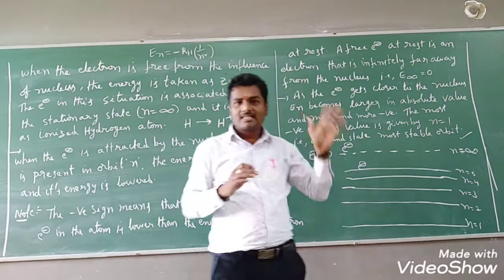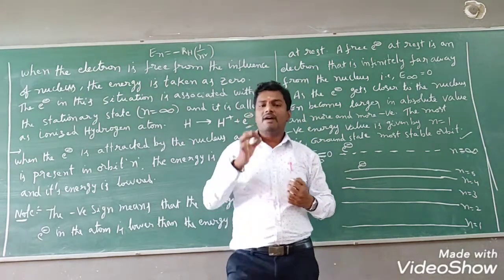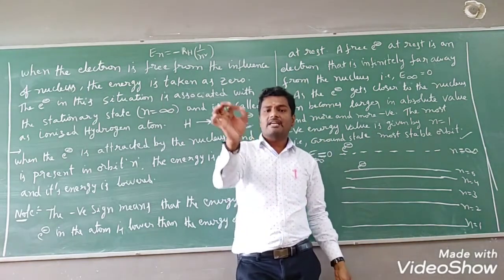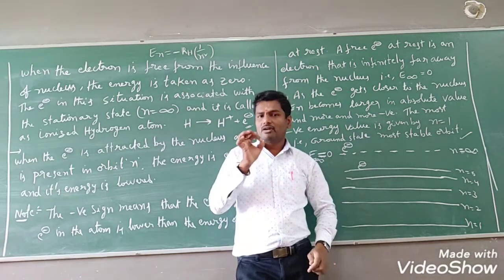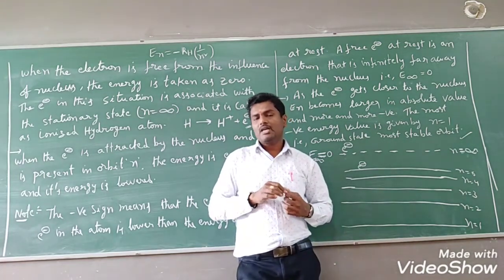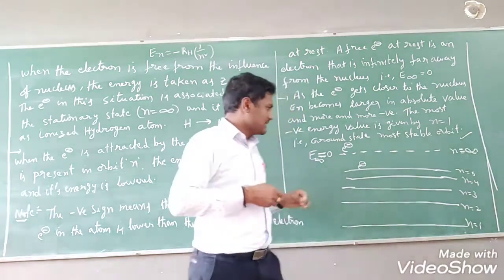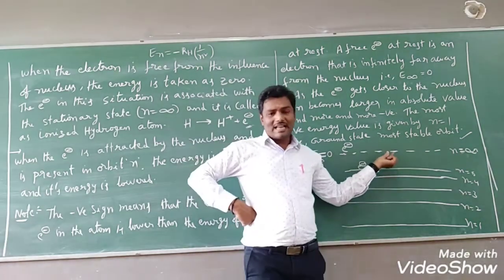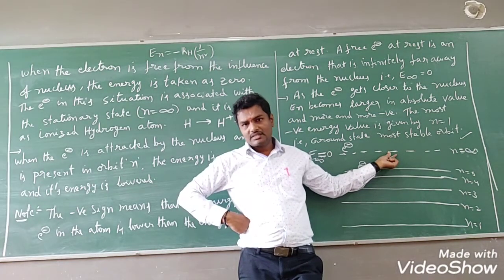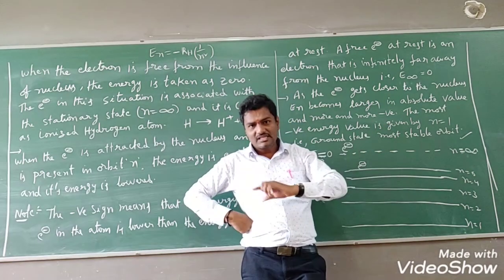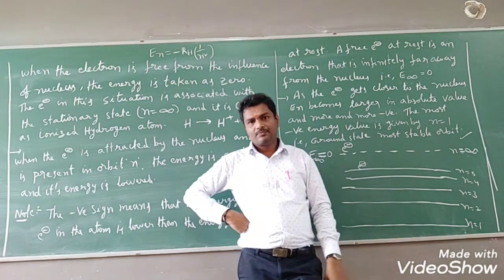So based on this concept, what can we say here? Why have we taken a negative sign in the energy factor? What reason do we have to give here? What is the reason behind it? Whenever the electron is present at infinite distance, the electron attraction towards the nucleus is negligible. That means what?